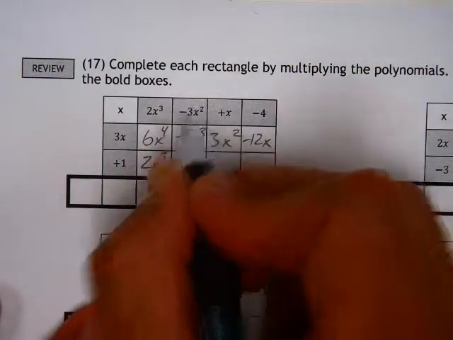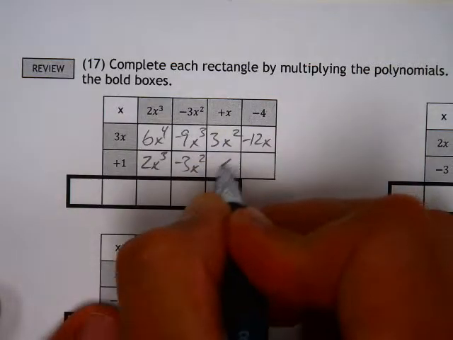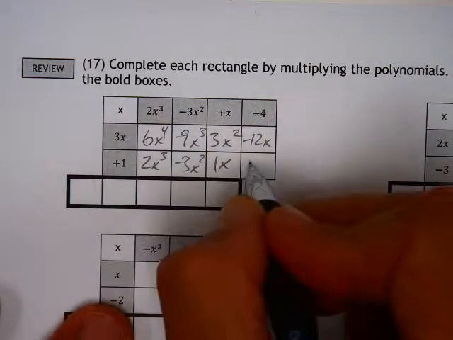Times 1 is this. Times 1 is that. Negative 3x squared. X times 1 is just a 1x. Put the 1 if you want to. You got a minus 4.